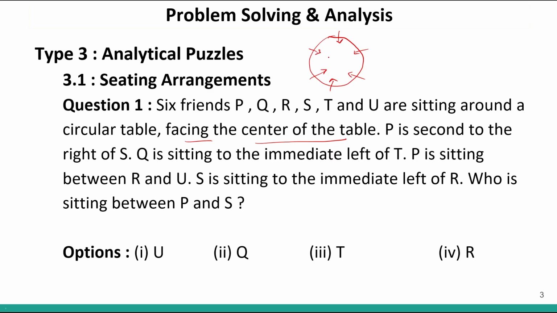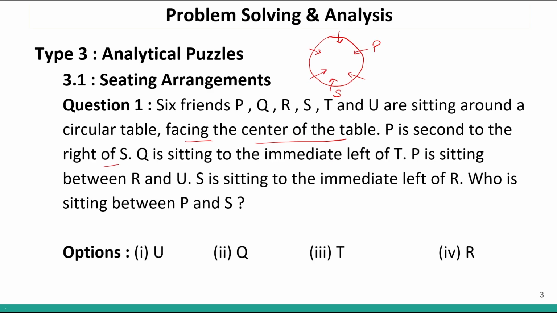So, this is the direction. P is second to the right of S. So, let's say if S is here, S's right will be in which direction? This direction. This will be the direction of right. Assume that you are in the position of S and you are sitting at a table facing inwards. Then towards your right will mean this direction, correct? So P is second to the right of S. So 1, then 2, second to the right of S. So P will be in this position. Then Q is sitting to the immediate left of T.